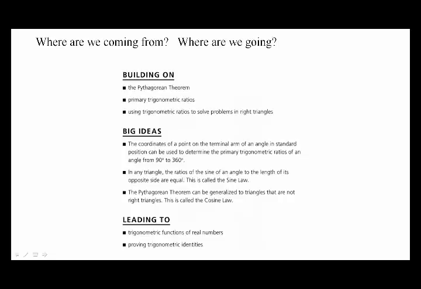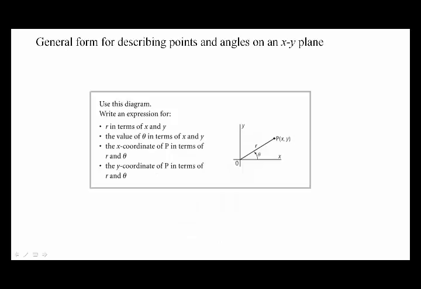All right, you can read that. It's all in your book. You can read that later. This is very important, though. Copy this down. This is a general form for describing points and angles. We're going to draw this picture like 100 times.